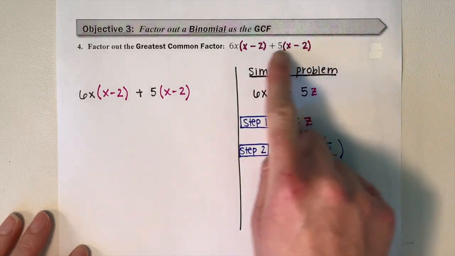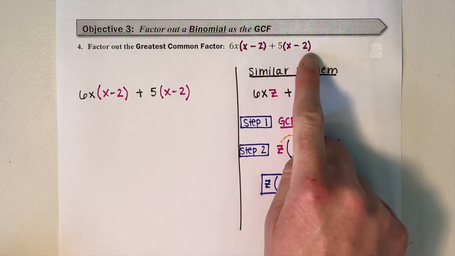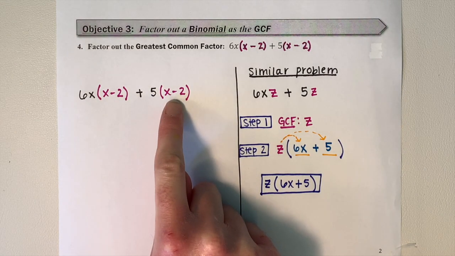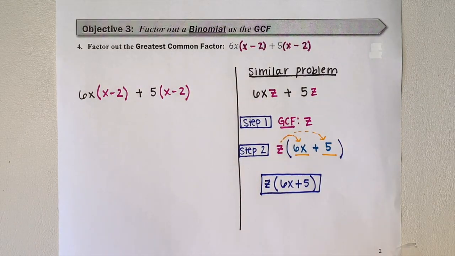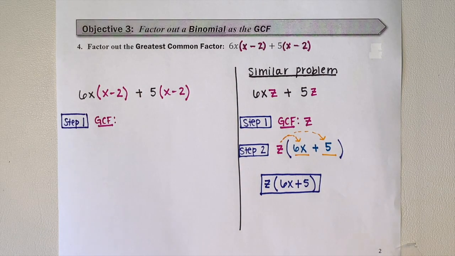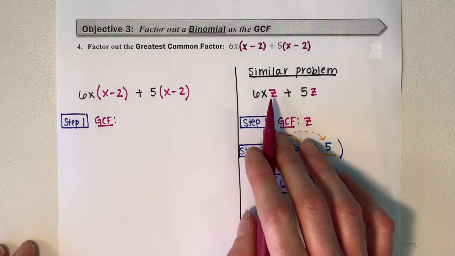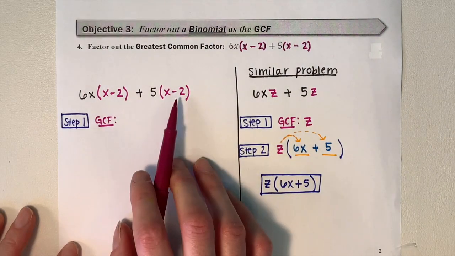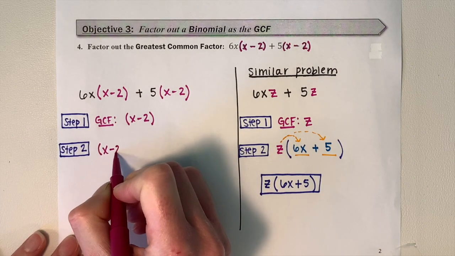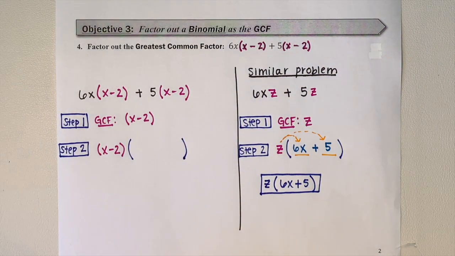Now that we've solved a similar related problem, let's now solve the original problem, which I've copied right here. Again, notice that the original problem is almost identical to the similar problem. The only difference is that we have x minus 2 instead of z. So for step 1, we need to identify the GCF. Just like the GCF here was z, the GCF here would be x minus 2. Step 2, we're going to factor out the greatest common factor. So we start by writing the greatest common factor here, and then we'll draw our parentheses. And since the original problem had two terms, we're going to draw two spaces inside of our parentheses.